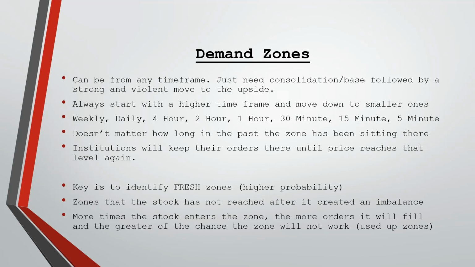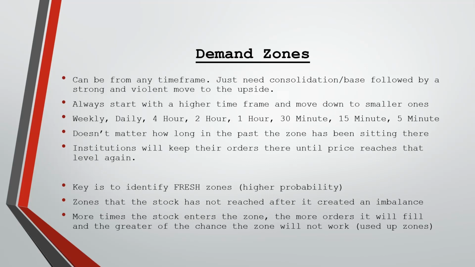So they'll keep their orders there. They'll keep their limit orders. Remember, they're passive orders there until price reaches that level again. And the key is you have to identify fresh zones. Those are going to be higher probability trades. And what I mean by fresh zones is zones that the stock hasn't reached after it created an imbalance, right?